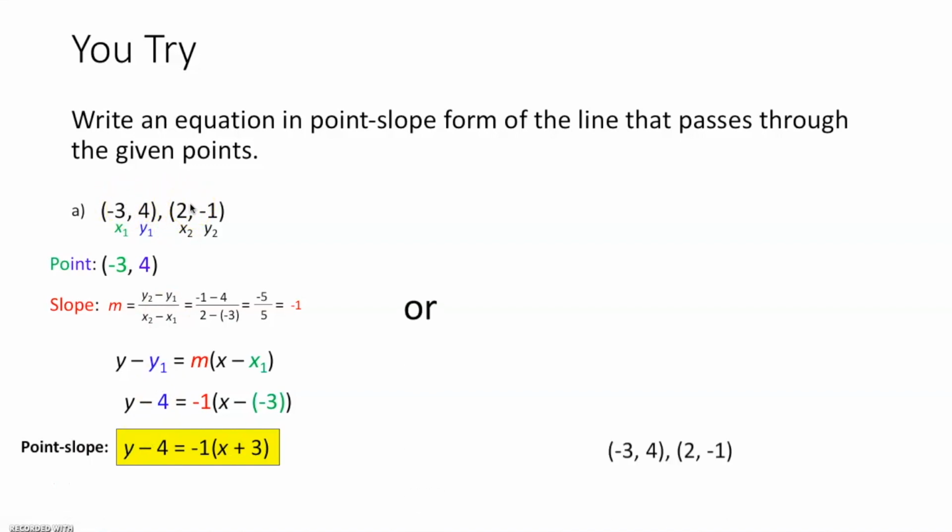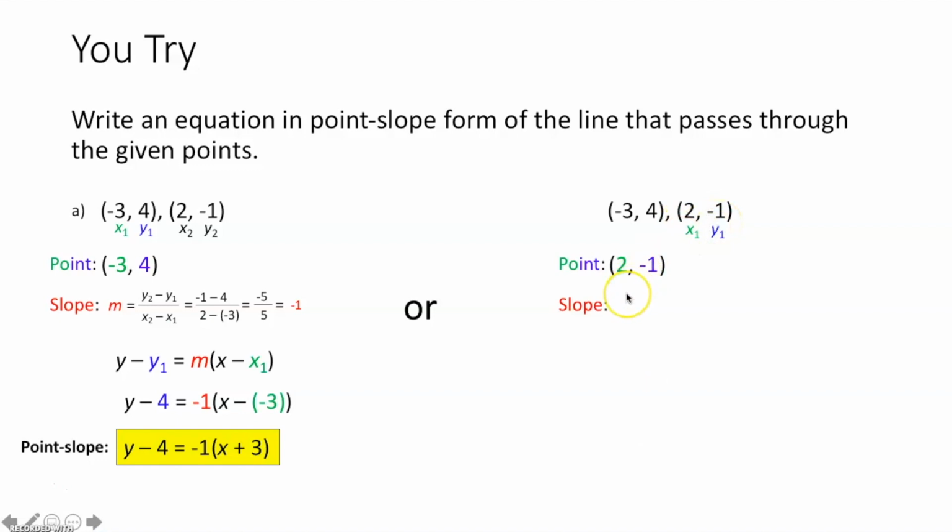Or I could have done it the other way. I could have made my point 2 comma negative 1. If that's my x sub 1 and y sub 1, then my slope should be the exact same. It shouldn't matter which point you pick to be x sub 1 and y sub 1 and which one you pick to be x sub 2 and y sub 2. So let's plug those in. Let's make sure that's true.